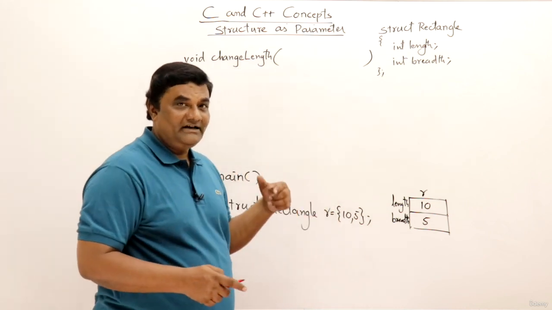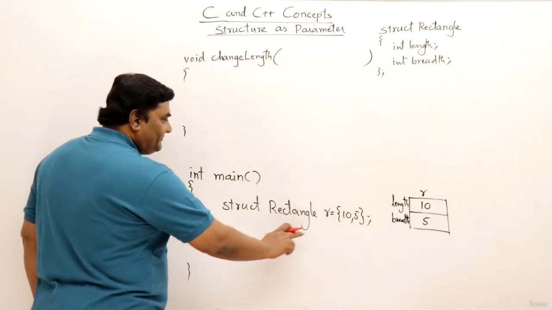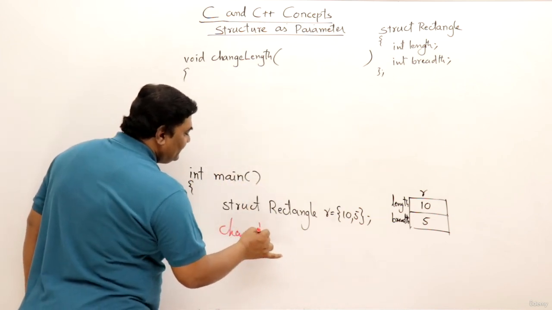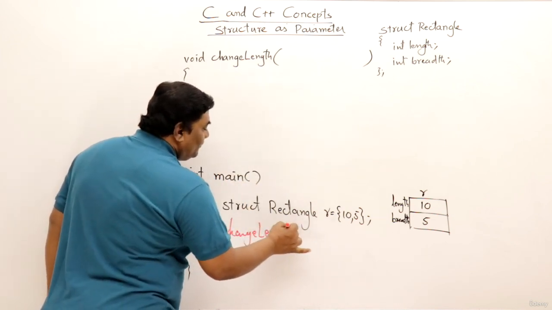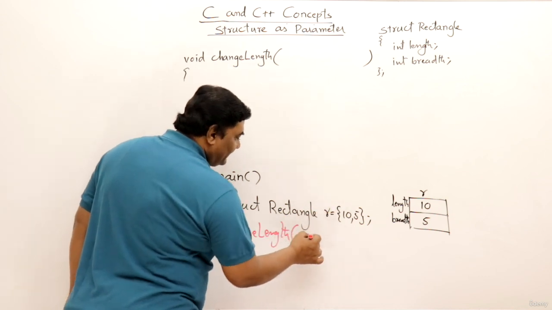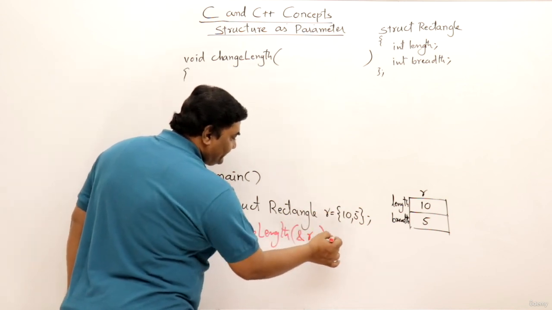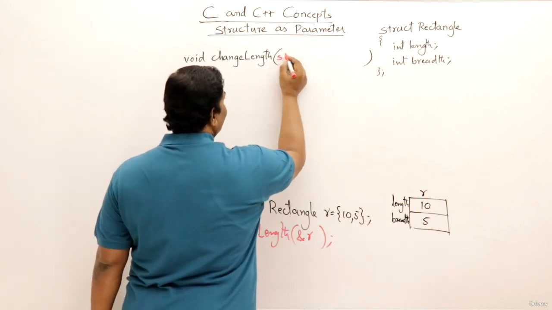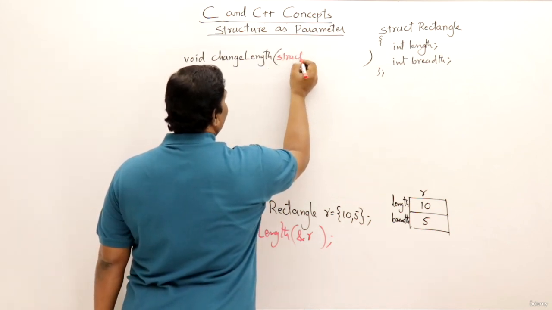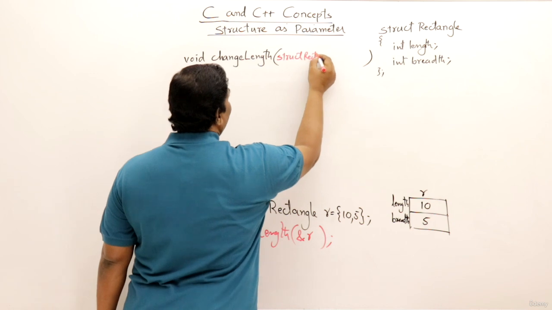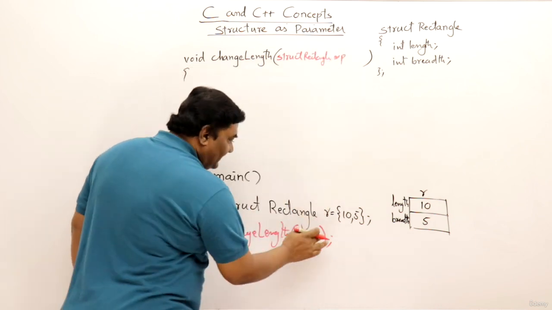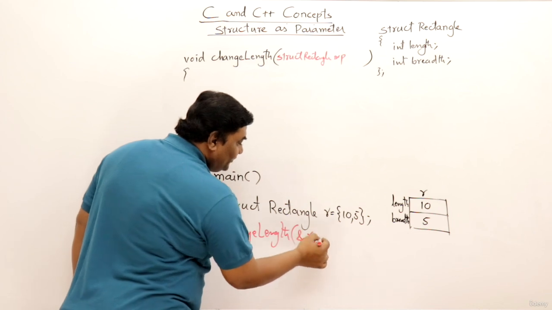Let us write call by address. First of all, from here I should call that function, change length, right? Then what is the parameter I should pass? The rectangle, by address, so I should pass ampersand, the address. Here it should take it as a pointer. So struct rectangle pointer, star P.